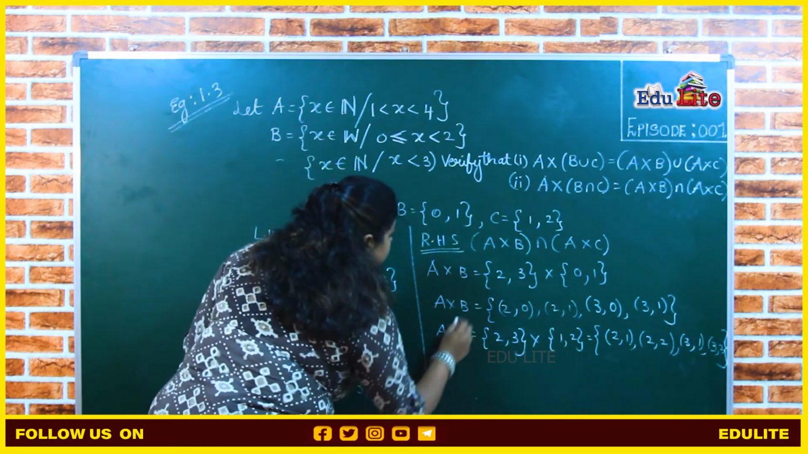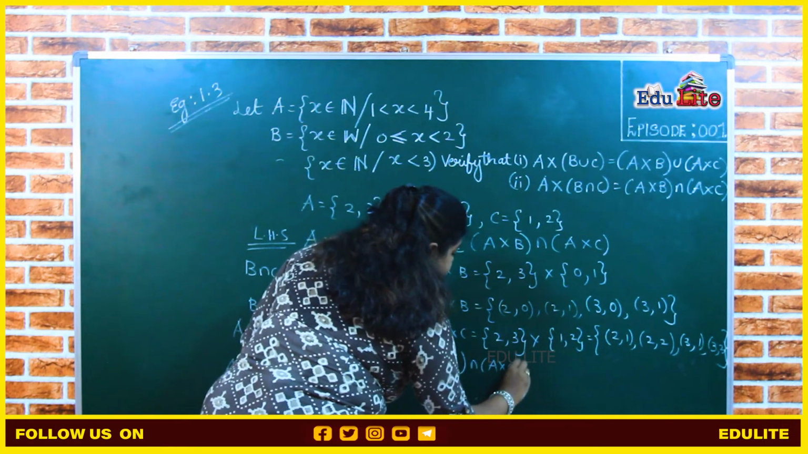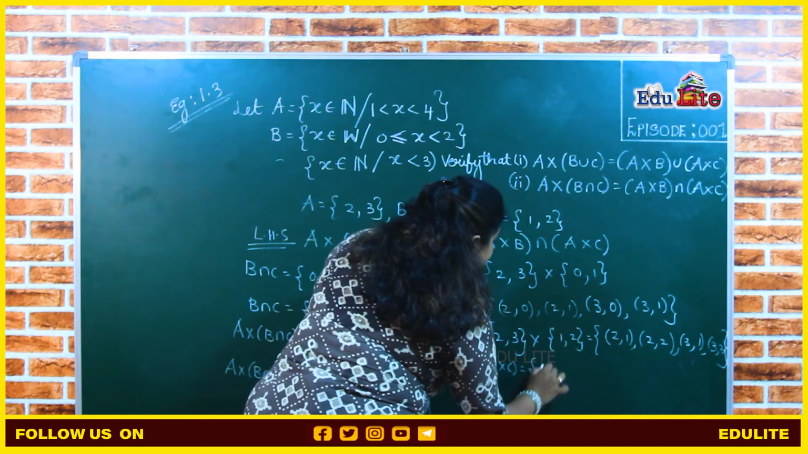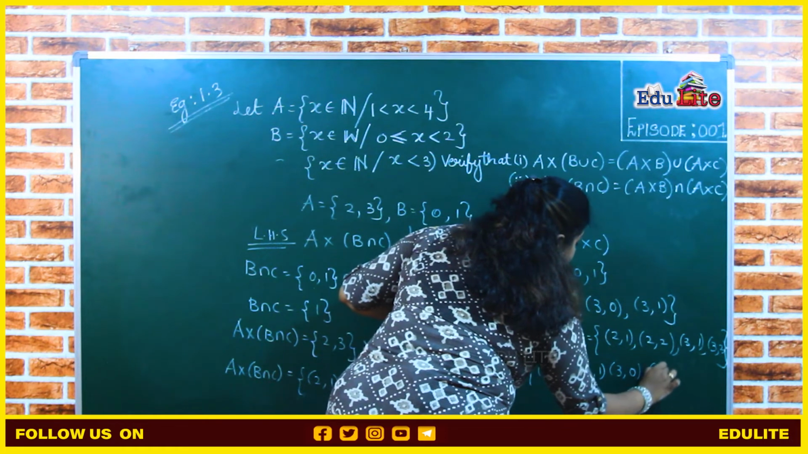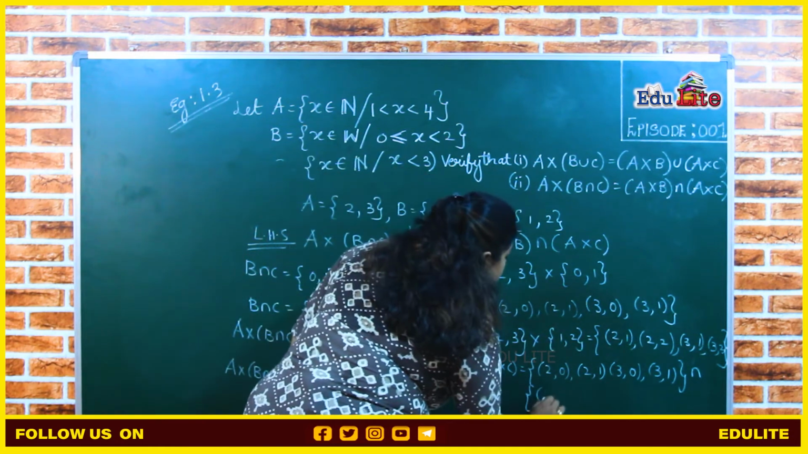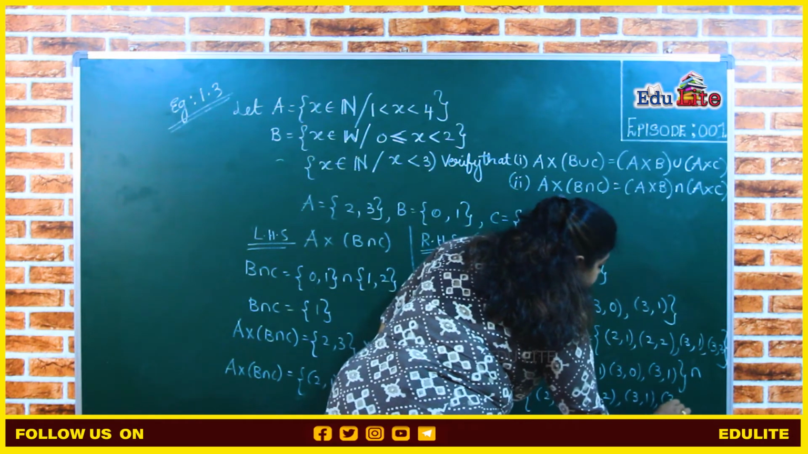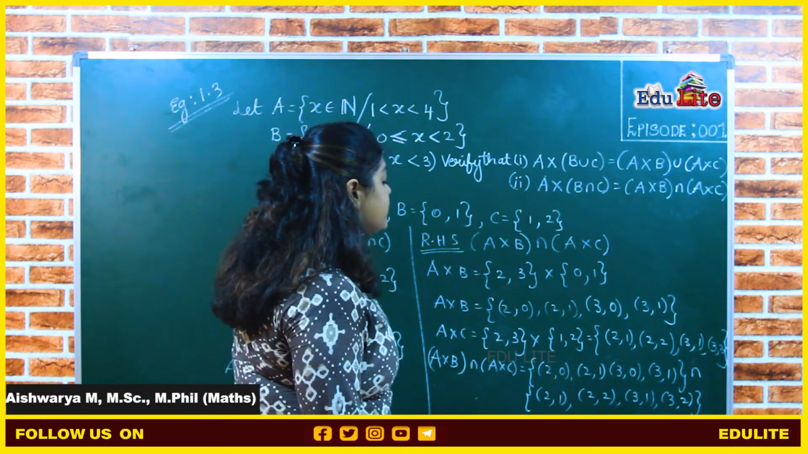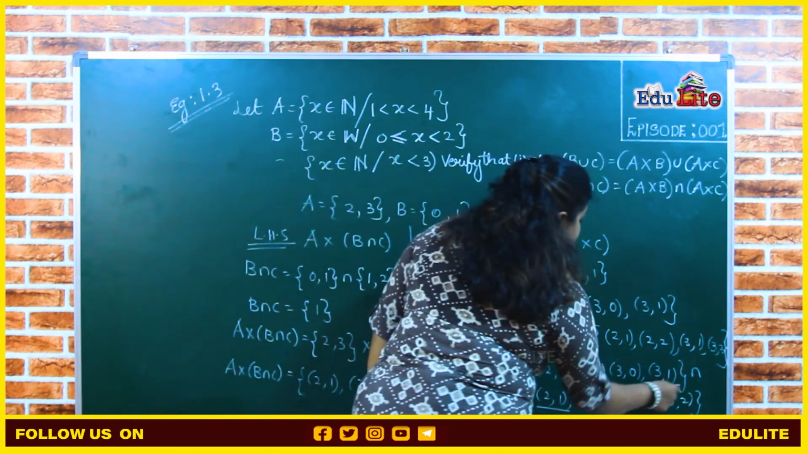So we will find A cross B intersection A cross C. First, I will write the elements. What is A cross B we got? We got it as (2, 0), (2, 1), (3, 0), (3, 1). Intersection. What is the cross product A cross C we got? (2, 1), (2, 2), (3, 1), (3, 2). If it is intersection, we can write only the common elements in both the sets. Which are the common elements found in both the sets? (2, 1) is common and (3, 1) is common.